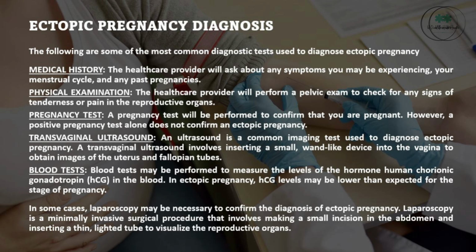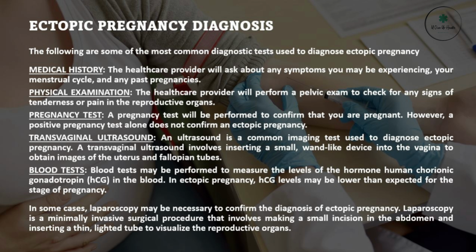Ectopic pregnancy diagnosis. The following are some of the most common diagnostic tests used to diagnose ectopic pregnancy. Medical history. The healthcare provider will ask about any symptoms you may be experiencing, your menstrual cycle, and any past pregnancies. Physical examination. The healthcare provider will perform a pelvic exam to check for any signs of tenderness or pain in the reproductive organs. Pregnancy test. A pregnancy test will be performed to confirm that you are pregnant. However, a positive pregnancy test alone does not confirm an ectopic pregnancy.